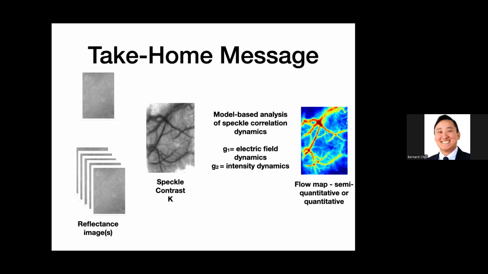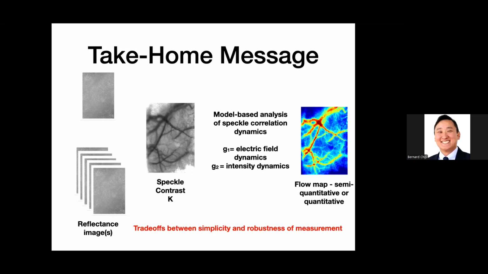Then by applying whatever model you want, however simple or complicated you want it to be, you get some map, ideally some map of flow. It can be semi-quantitative, like what Christian was talking about, where it gives you a number, but it's not an absolute number. Or with the diffusion coefficient he talked about, trying to correct the flow for optical properties, you can get to a value that we'll call quantitative.